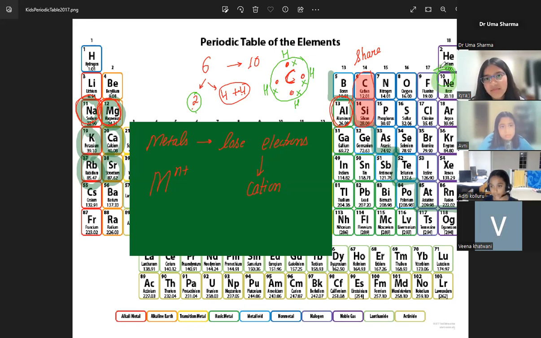So write this down, Kyra, then it will be more clear to you. These elements lose, gain, or share electrons to get the number of electrons of the nearest noble gas element. So these elements can lose, or they can gain, or they can share. Yes, Avni.